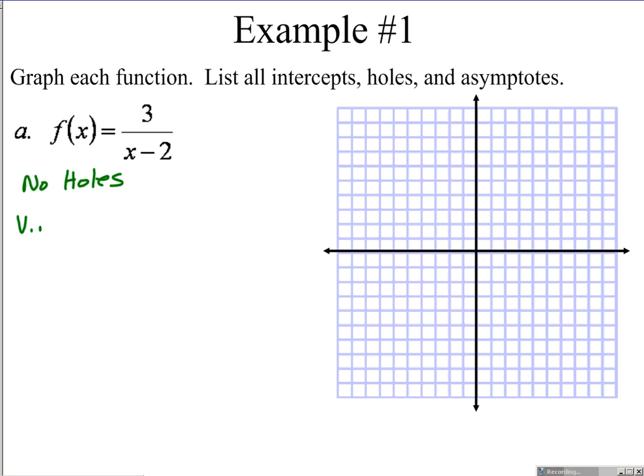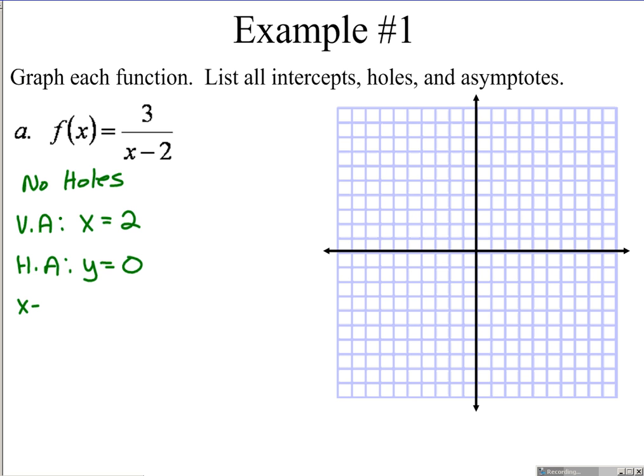Vertical asymptote, we take the denominator, set it equal to 0. We're going to have a vertical asymptote at x equals 2. Horizontal asymptote, we have a degree 0 polynomial in the numerator, degree 1 in the denominator. Numerator is less of a degree than the denominator is, so that tells us that our horizontal asymptote is going to be at y equals 0.